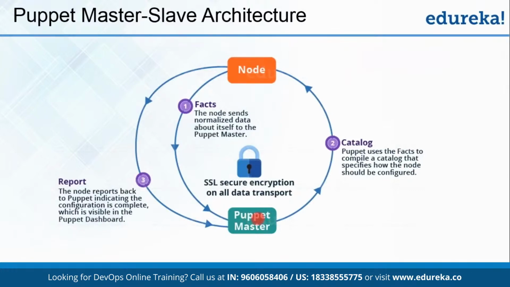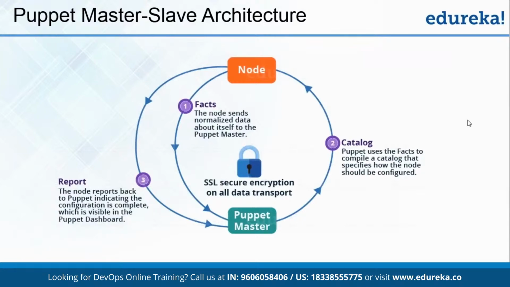So the catalog is compiled by the Puppet master and then it is sent back to the node. And then finally, the slave provides data about how it has implemented that catalog and sends back a report. So basically the node or the agent sends the report back that the configurations are complete, and they can actually view that in the Puppet dashboard as well. Now the connection between the node or the Puppet agent and the Puppet master happens with the help of SSL, the secure encryption, all right?